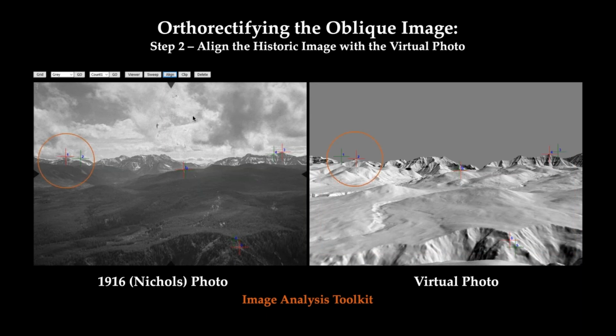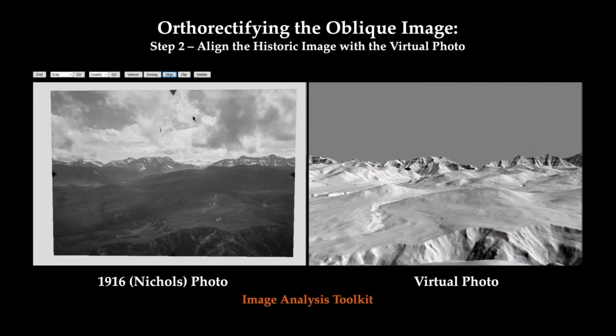So there's our control point pair 1, 2, 3, and 4. With 4 control points, we're able to do a perspective translation to yield an image that is now aligned, the historic image now aligned with the virtual photo. Here's a slightly better look at it.